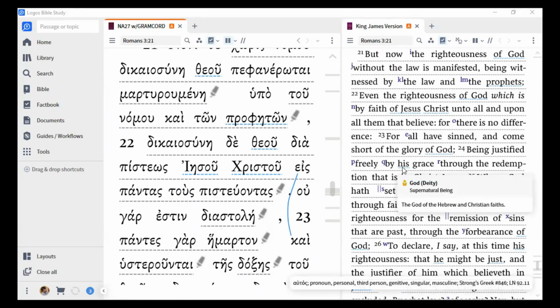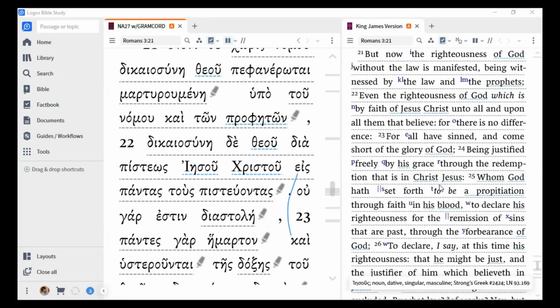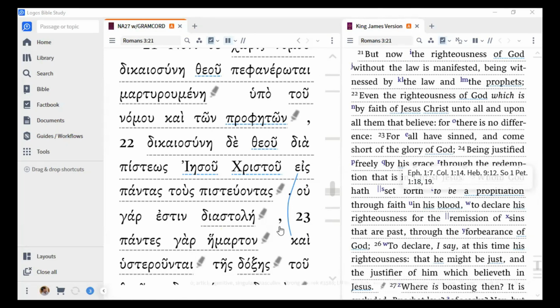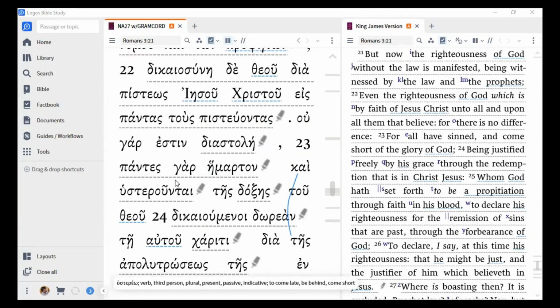Okay. Now, verse 23, for all have sinned and come short of the glory of God. Verse 23, pantes gar. Gar means for. Gar is also a particle, a conjunction, meaning for. Pantes, all. Hemarton, all have sinned. Kai husterountai tes doxes tou theou. All have sinned and they fall short of glory. Doxes is genitive case, feminine. Doxes tou theou, of God, glory of God. And fall short of the glory of God.